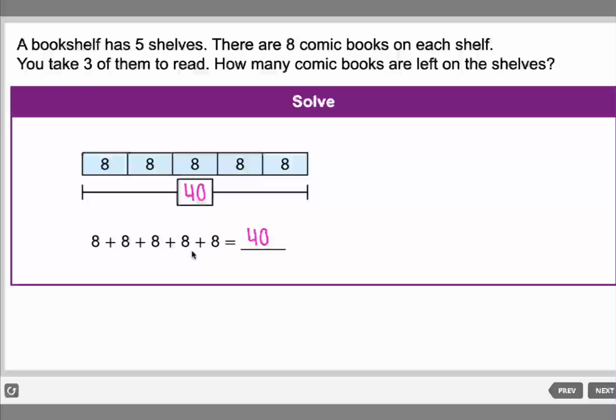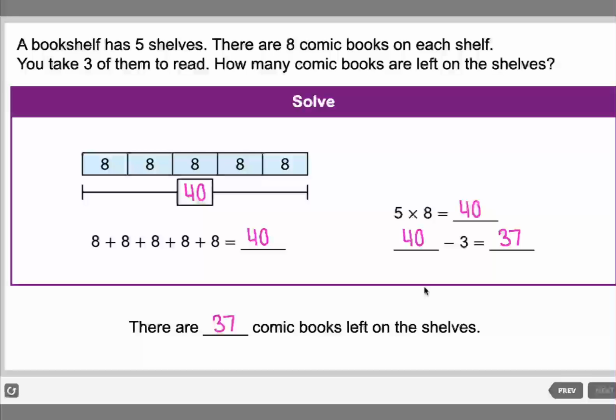Or you can do this in another way. Since we know the timetable of 5, we can just write 5 times 8 equals 40. Now, this is the first step. What was the second step? Oh, yes, we should subtract 3 from the product. What product do we have? The product is 40. So 40 minus 3, subtract 3, you get 37. So there are 37 comic books left on the shelves.